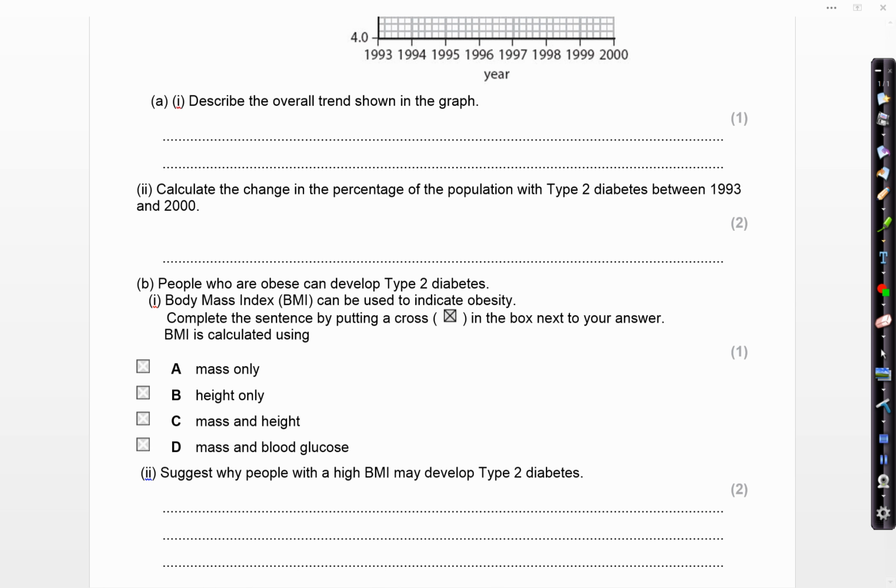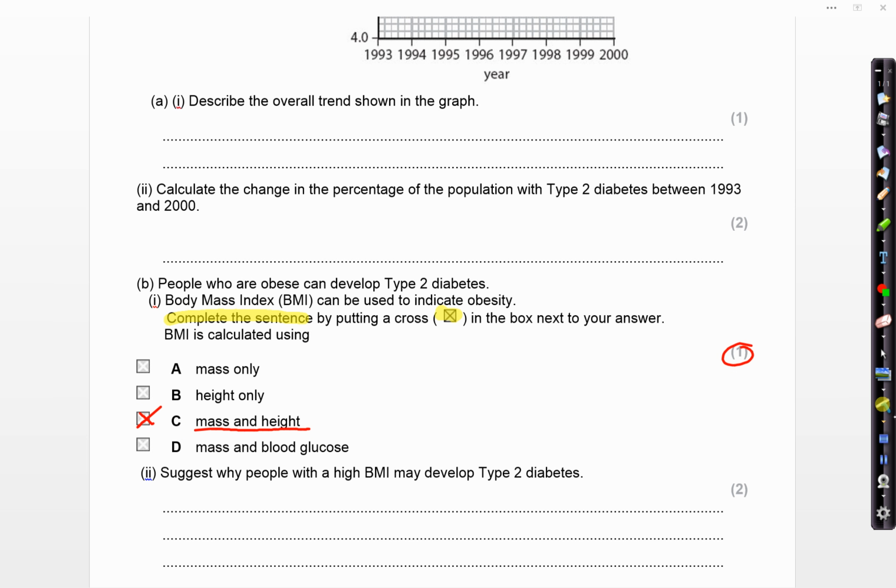Next question. People who are obese can develop type 2 diabetes. Body mass index can be used to indicate obesity. Complete the sentence by putting a cross in the box next to your answer. Again, this is a factual recall question. We should know that BMI is calculated using mass and height. Okay, so that's just factual recall, gets you a mark.